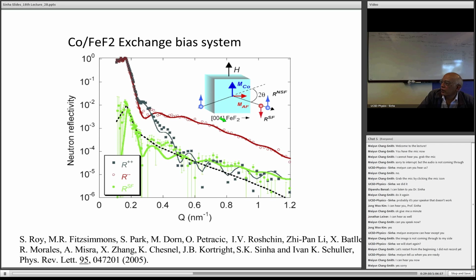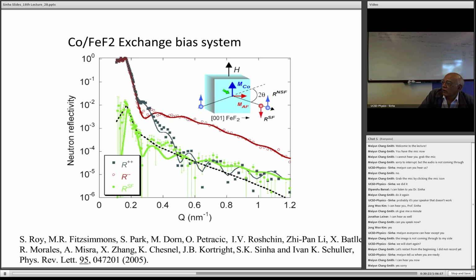So what was done here was the field was applied below the ordering temperature of the iron difluoride, so some of the pinned moments were developed in the antiferromagnet parallel to the applied field. Then the field was removed, the sample was rotated by 90 degrees in the neutron beam, and the field applied along the new direction.